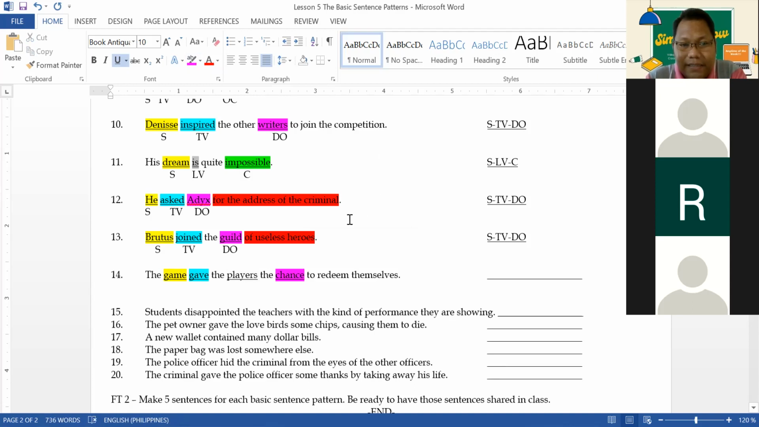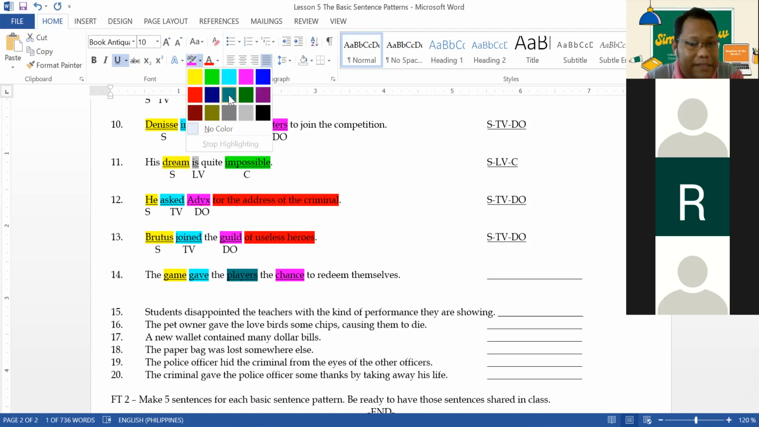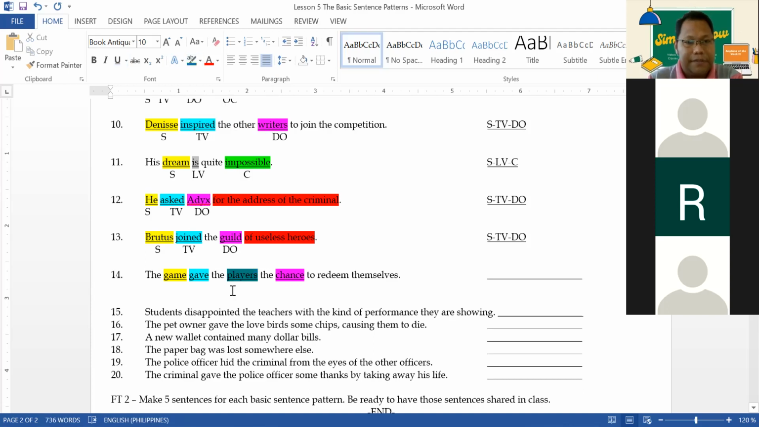Chance. What was given by the game? Chance. So chance is the receiver of the act of giving. It was what was given. And for whom was it? For our indirect object, which in this sentence is the word players. So subject, transitive verb because we have a direct object, and that direct object is for our indirect object. Sentence pattern, STVIODO.